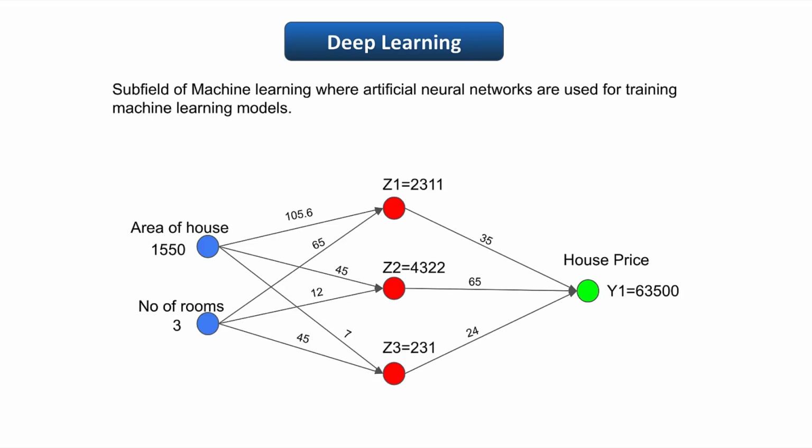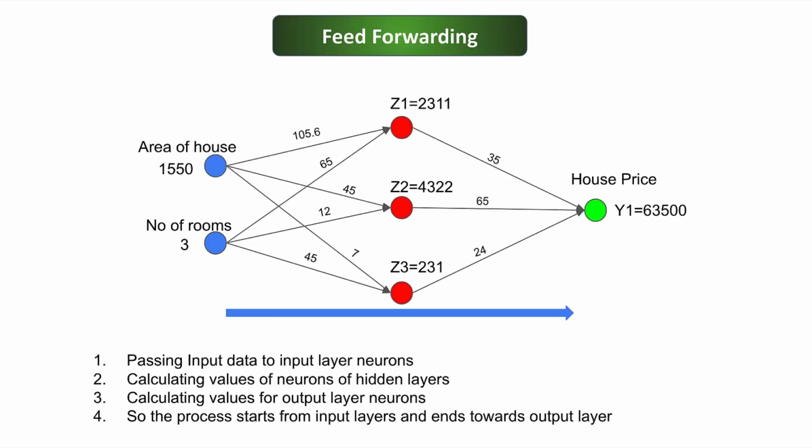And after that, we have learned about deep learning and its working. It is a subfield of machine learning where we use artificial neural network for training our model. And in deep learning, we have learned about few important concepts, and the first one is feed forwarding.